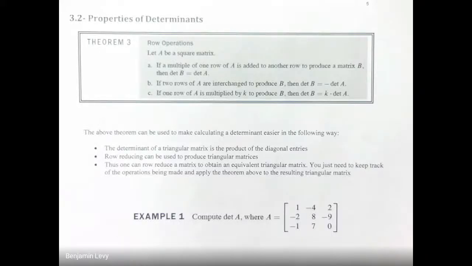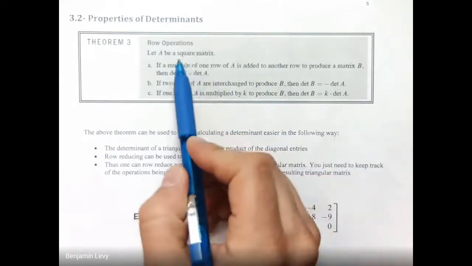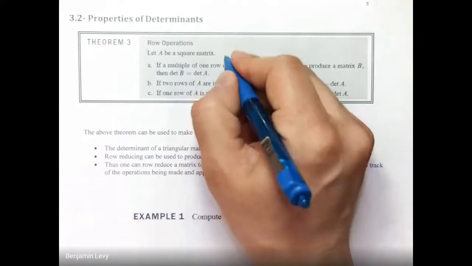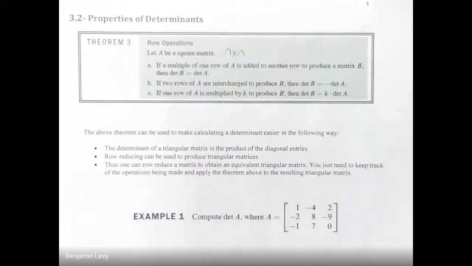All right, in this next section, we're going to be talking about some properties of determinants and some helpful things that we should know about determinants that might sometimes make it easier to calculate them. So what it says here is let A be a square matrix. Just to be clear, that means that it's n by n. And the three following things happen.